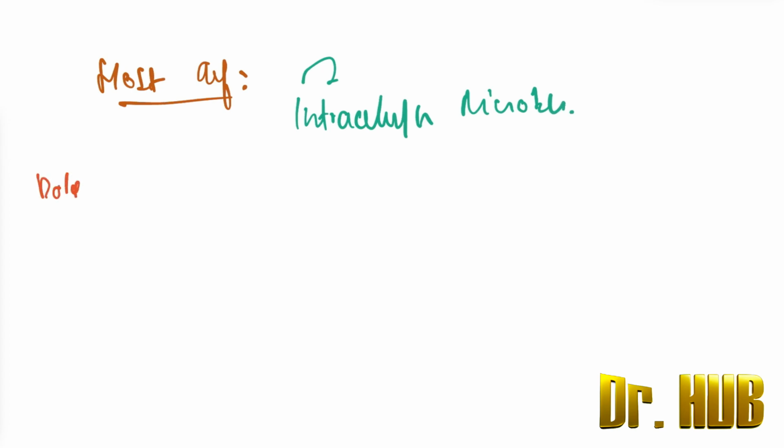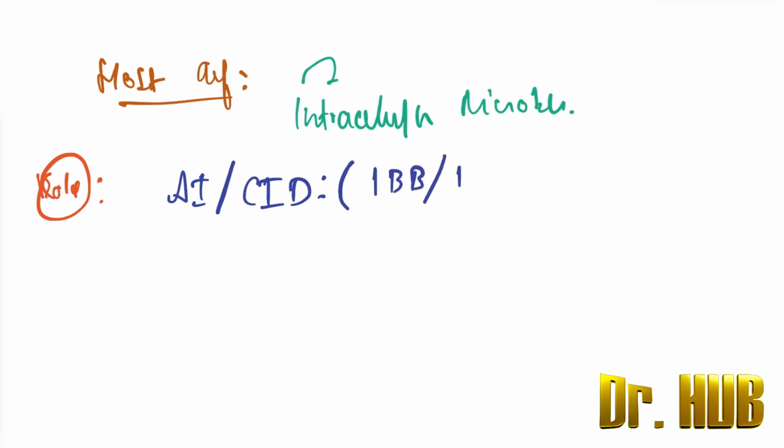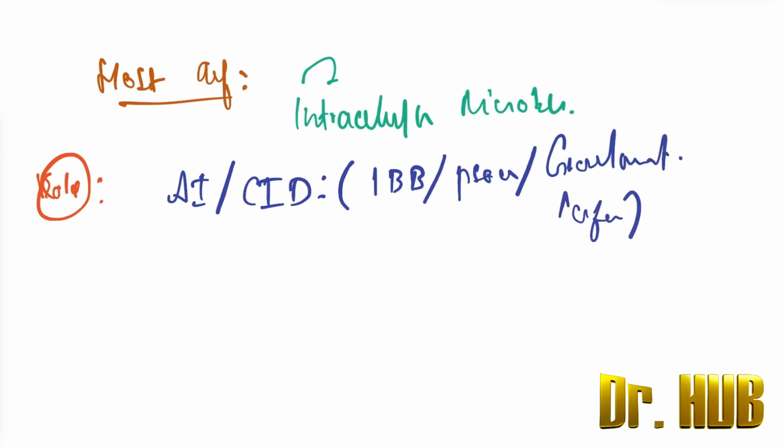Next is what is its role in the disease. There are autoimmune or chronic inflammatory diseases, such as IBD. There can be psoriasis as well as granulomatous inflammation.